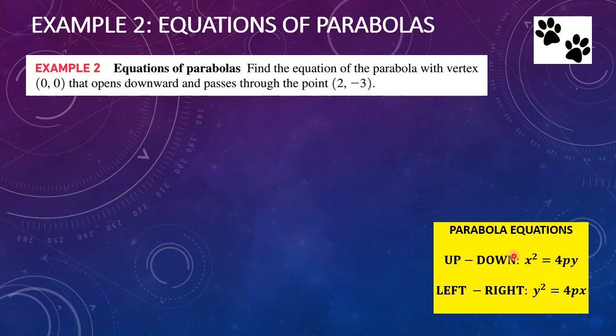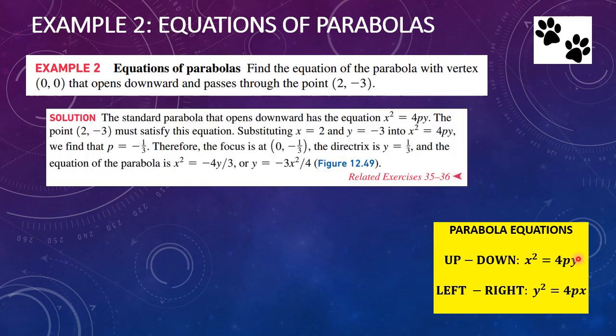If we use this general form of the equation, x squared equals 4py, and plug in 2 for x and negative 3 for y, we will see that p equals negative 1/3.